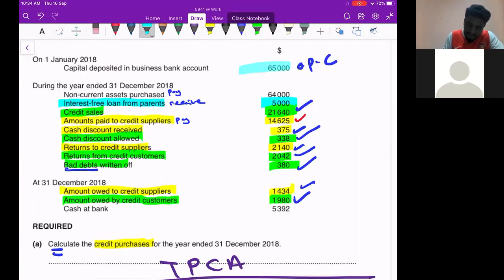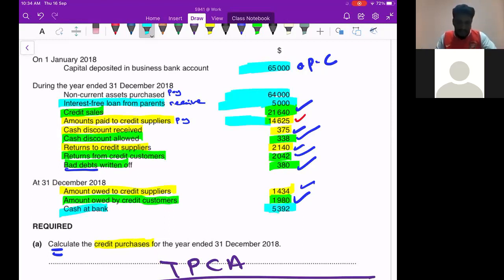Of course, this one, because we receive the money, we pay, we receive. This one will go on amount paid. Discount received, discount allowed: we don't receive money, we don't pay money, so they don't go to the bank account. Returns also no, there's no cash flow in the return. Bad debt also no cash flow. This is the balance c/d for the bank.